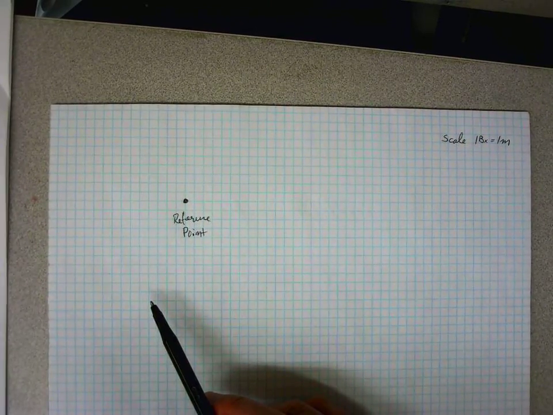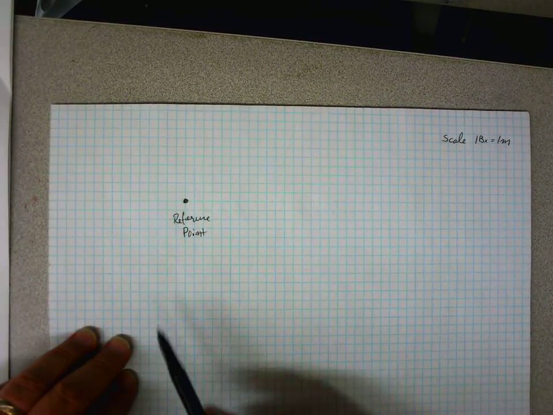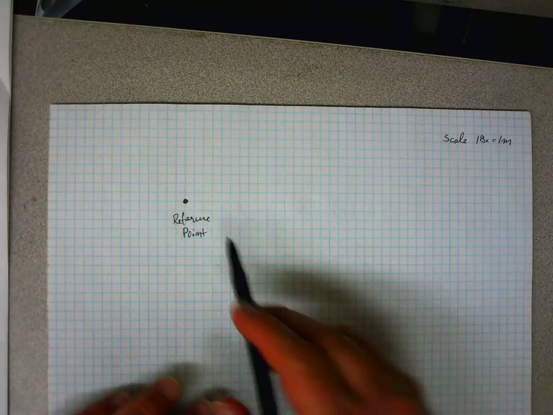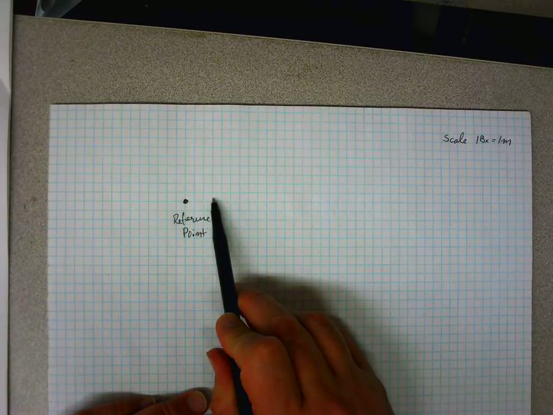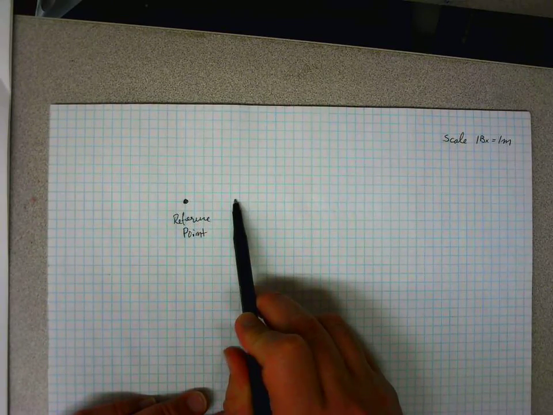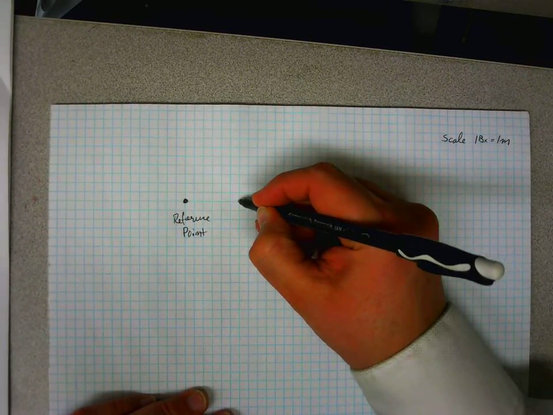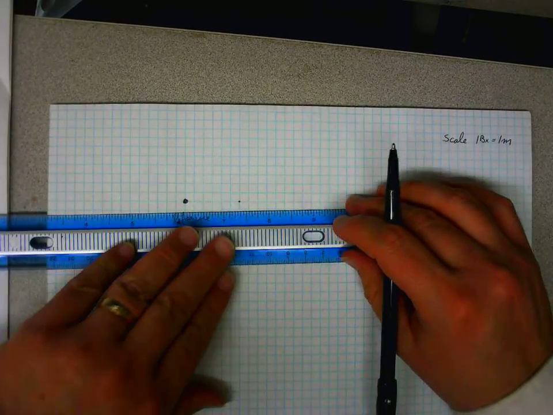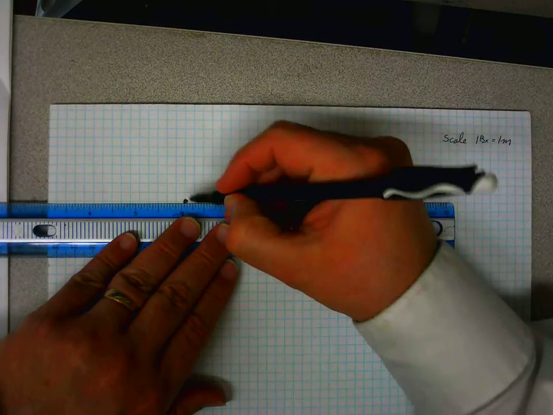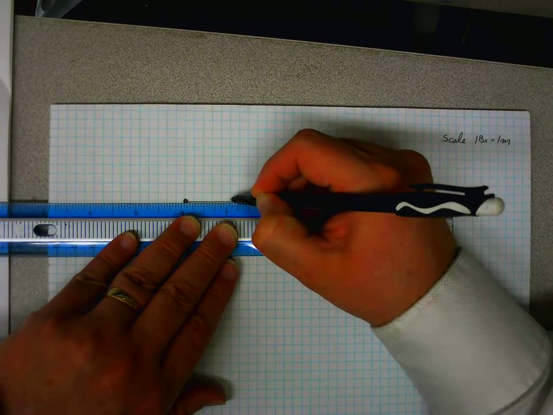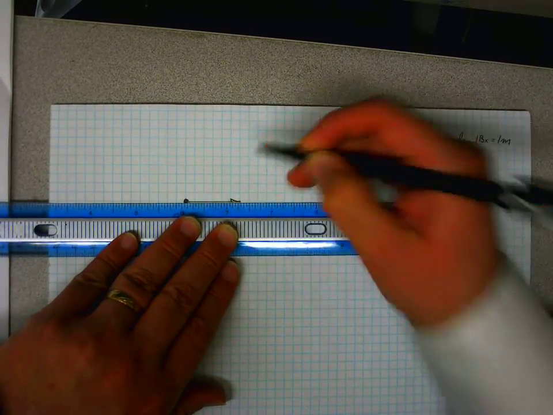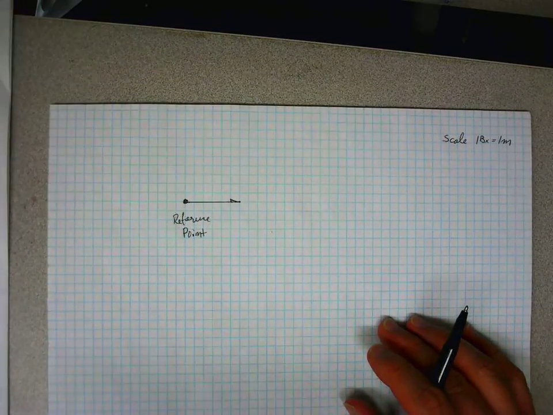So the first step is that she walks 6 meters east. So 6 meters is 6 boxes. So we count 1, 2, 3, 4, 5, 6. So here she has walked 6 meters in the eastward direction. So we draw an arrow, and there she is, 6 meters.